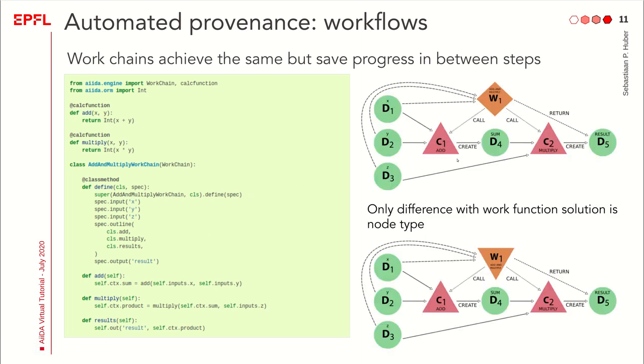So launching this will create the following provenance graph, and you can compare it to the provenance graph of the previous work function, and you see that it's exactly the same, except that the type of workflow is slightly different.